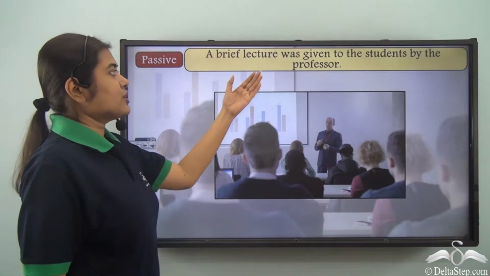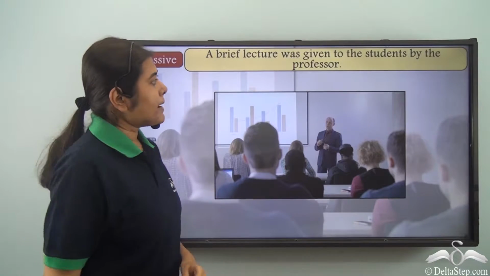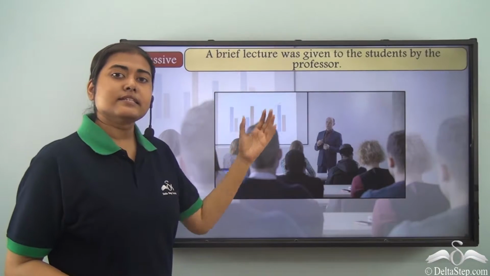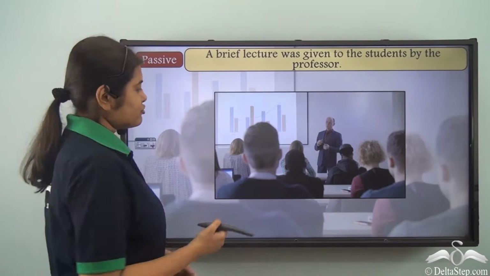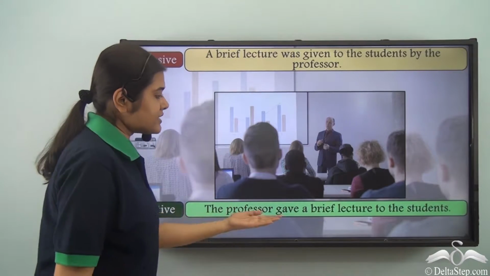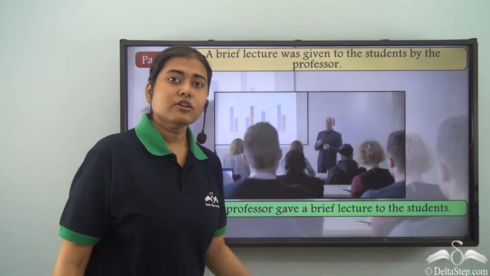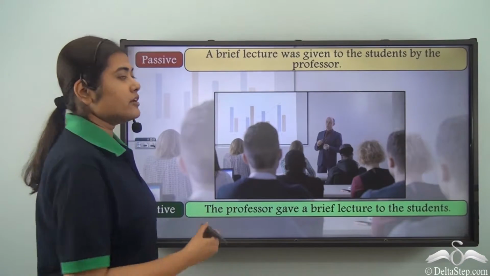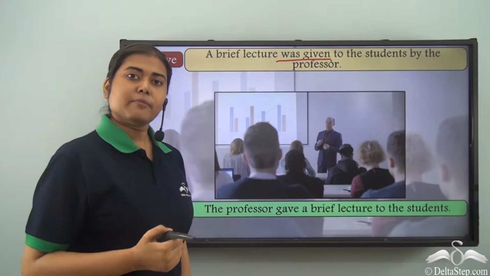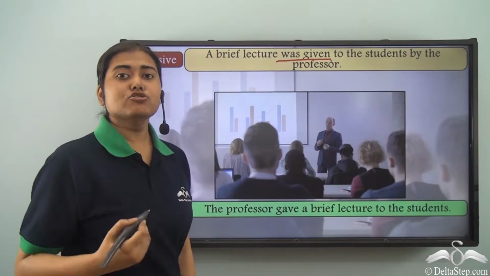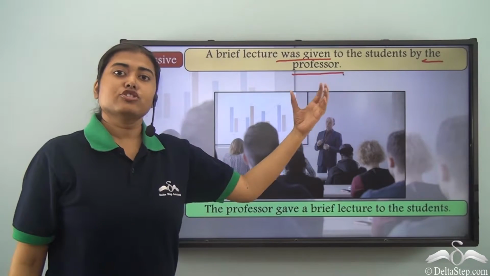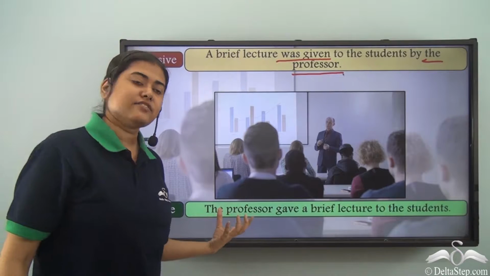A brief lecture was given to the students by the professor. Now, if we have to change this sentence into the active voice, how do we write? We can write it as the professor gave a brief lecture to the students. So here, what do we see? Was given is our verb in the passive voice. And who is the doer? The professor. So the doer becomes the subject in active voice.